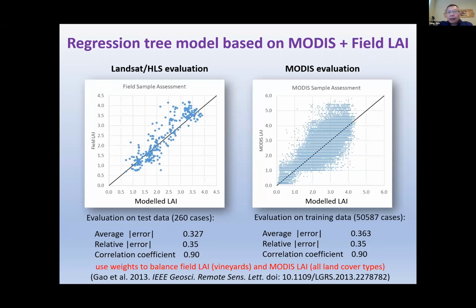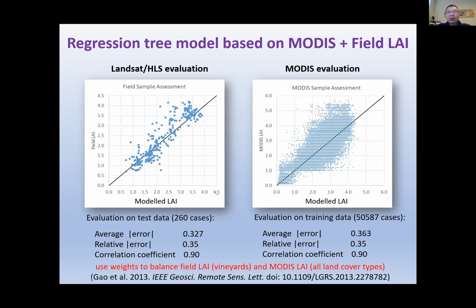So the idea is we can combine this field RI measurement. The previous one I presented is method 1. This is method 2. We combine the measurements from the vineyard and MODIS RI samples to build a combined regression tree model. One important thing is to consider the weight, because vineyards in this area cover probably only 2 to 3% of all land cover types, so it cannot be overweighted. So we do the weighting to balance the field RI from vineyards and the MODIS RI for all land cover types.